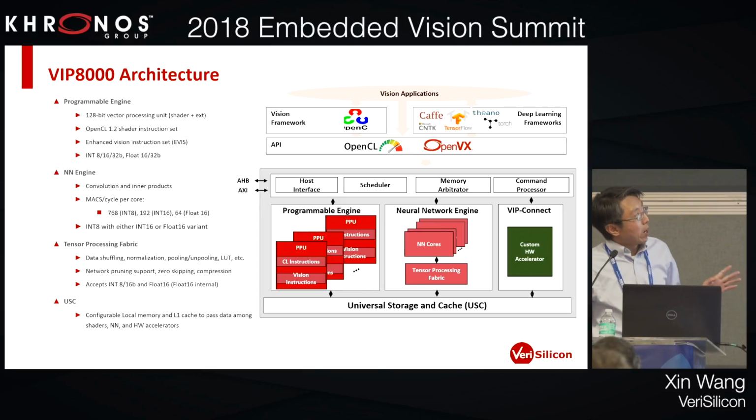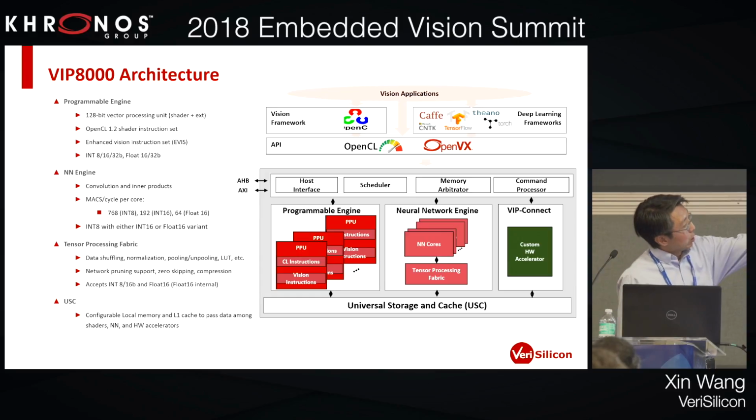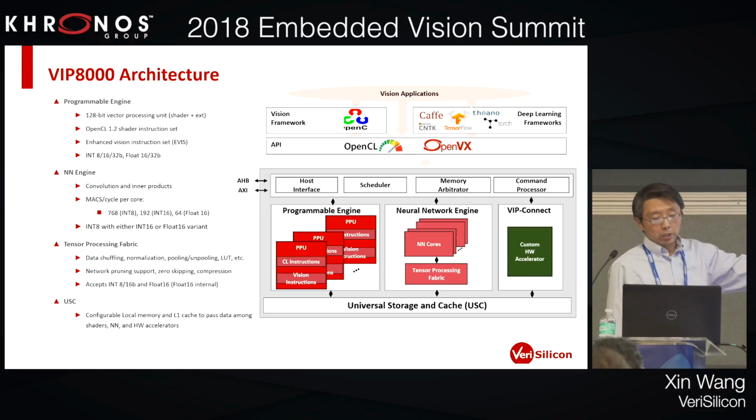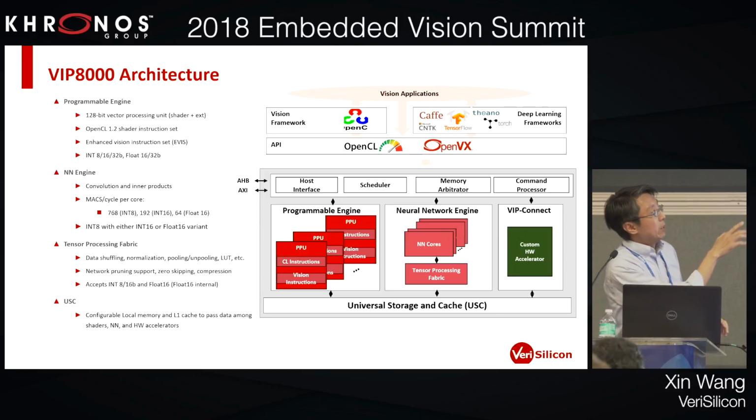Actually, the GPU IP is focused on vectors and multi-threading, but a neural network is naturally tensor. It's about multi-dimensional convolution. So we created another building block, a dedicated neural network engine. So right now we have two founding blocks. One is the programmable engine, starting from OpenVX programming, and the other one is the neural network engine.